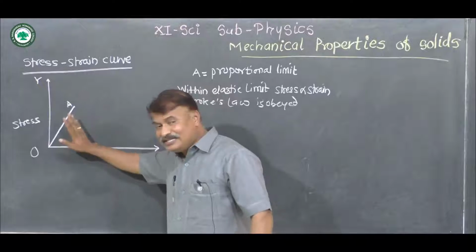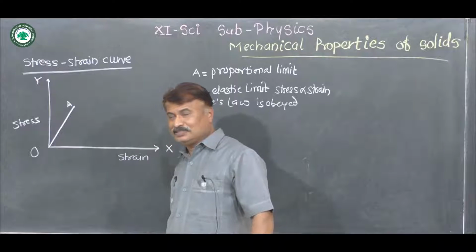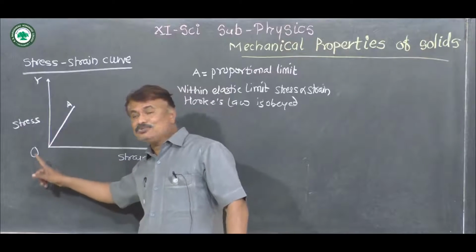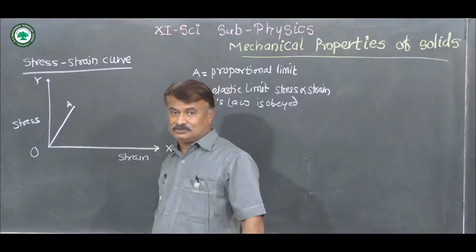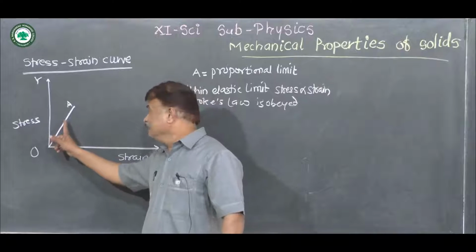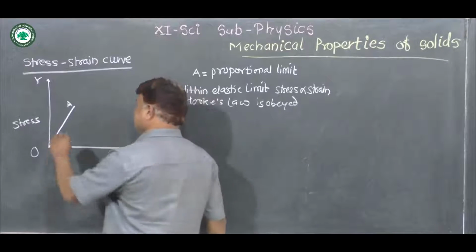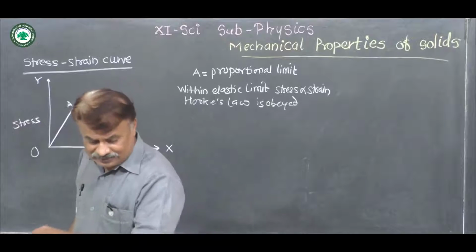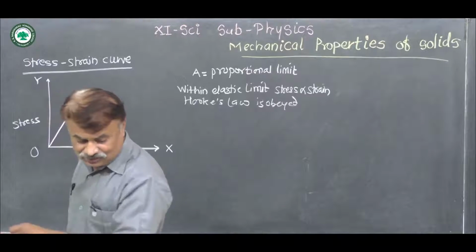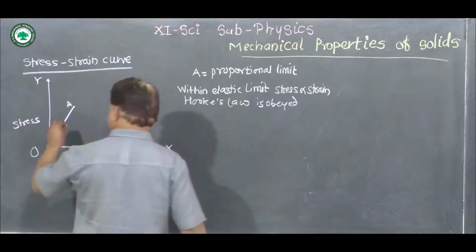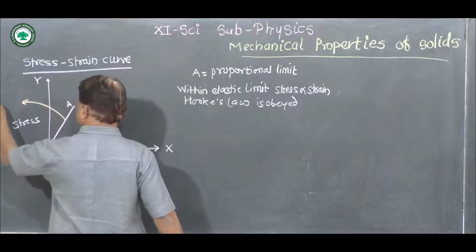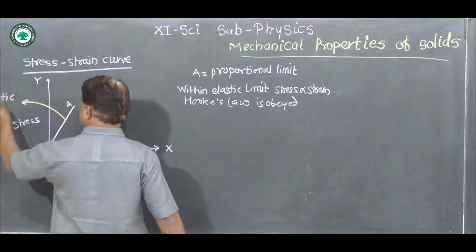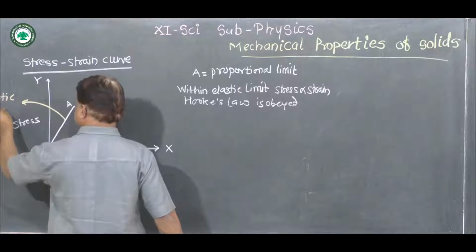Now if we decrease the load, then wire regains its original dimension. And that's why this region is elastic region, or it is also called, it obeys the elastic behavior of the wire. So we write up to A, elastic behavior is there.